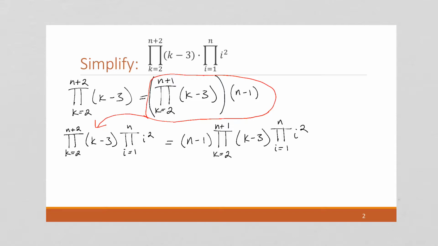So we still have bounds that don't match. So what we're going to do is we're going to need to do a change of variable on this guy right there. So I'm going to pull that out. We have k equals 2 to n plus 1, k minus 3.